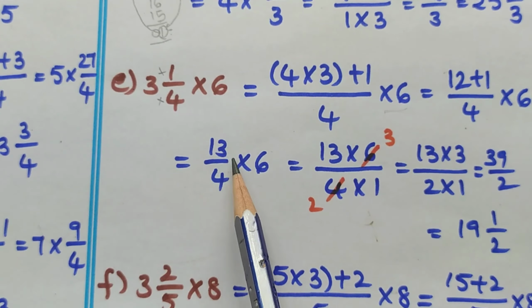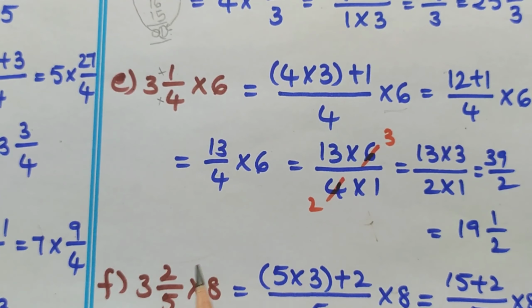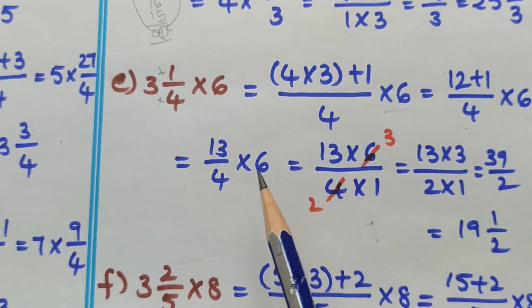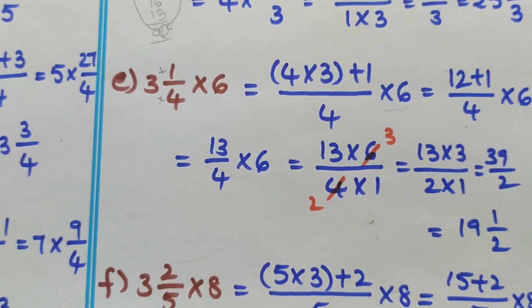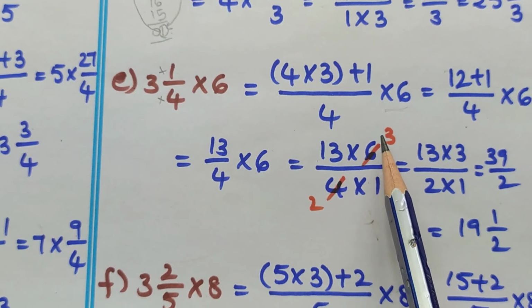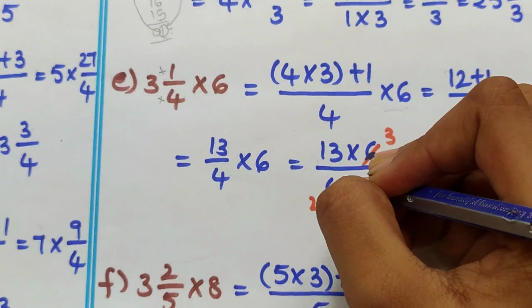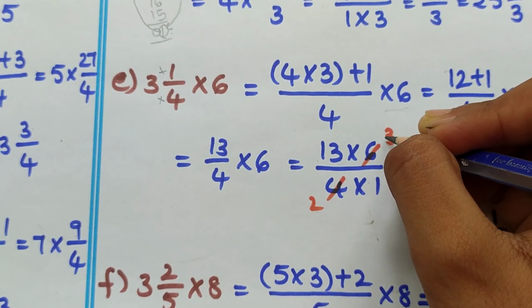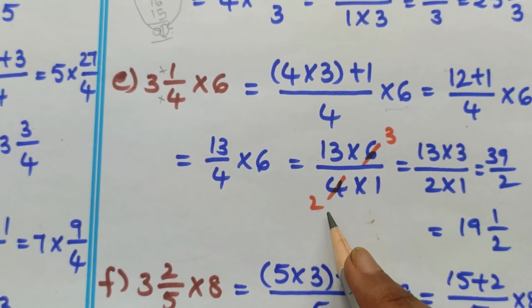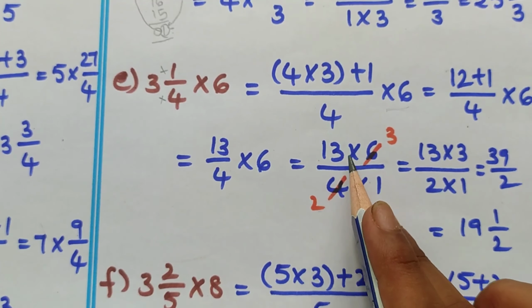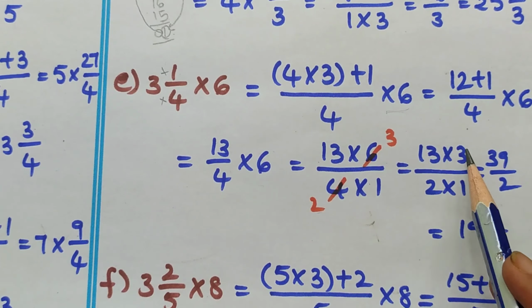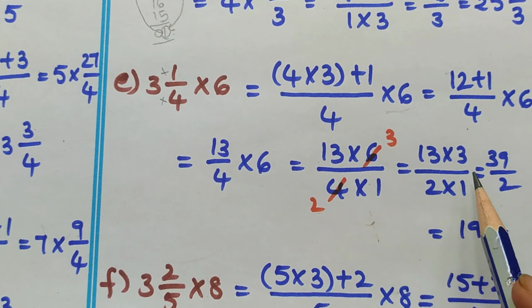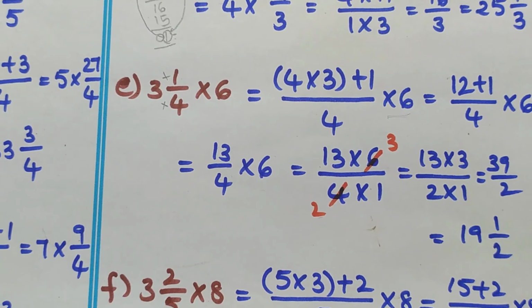Now let's multiply the numerators 13 and 6. It is 13 into 6 by 4 into 1, the denominators. So 13 into 6 by 4 into 1. If you observe carefully friends, cancellation is possible. Yes, 2 2s are 4 and 2 3s are 6. So it is 13 into 3 by 2 into 1. Now 13 into 3 is 39 by 2 into 1 is 2.